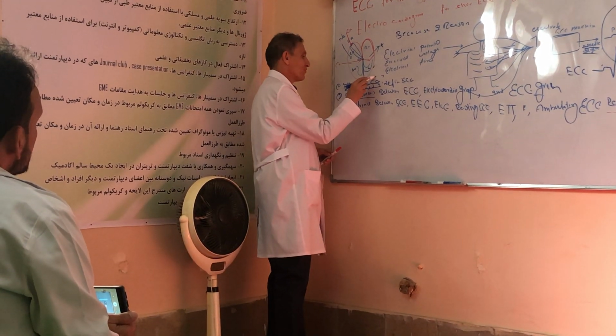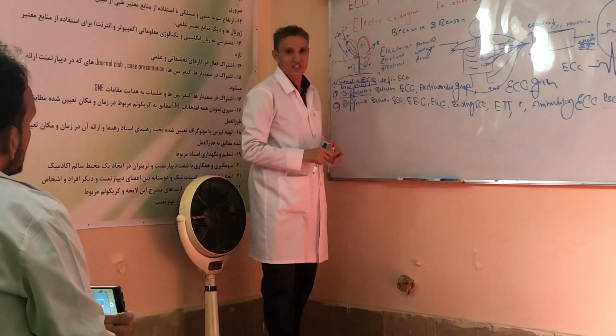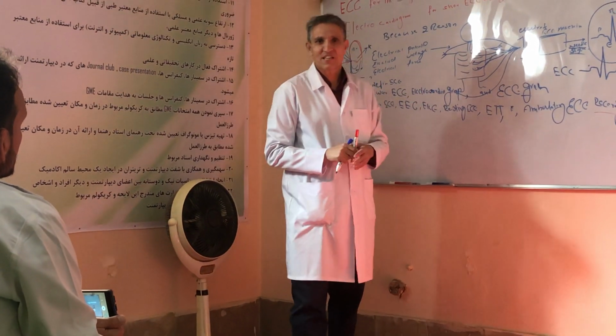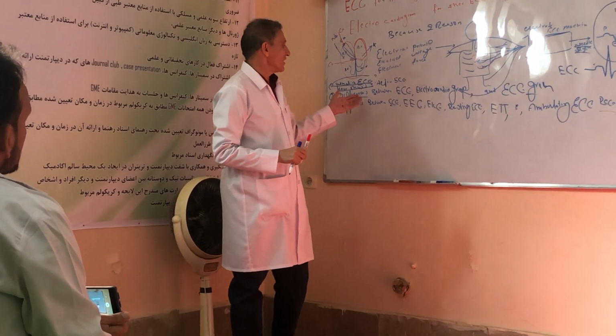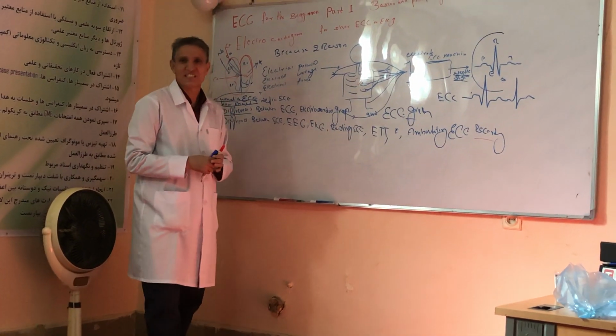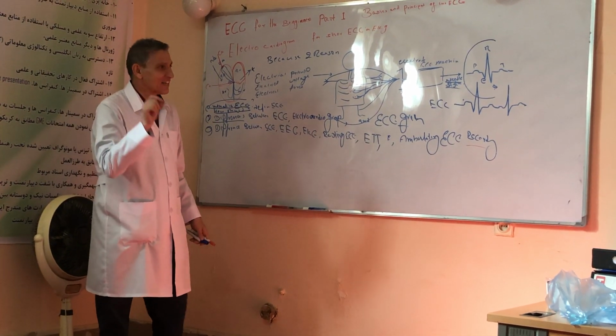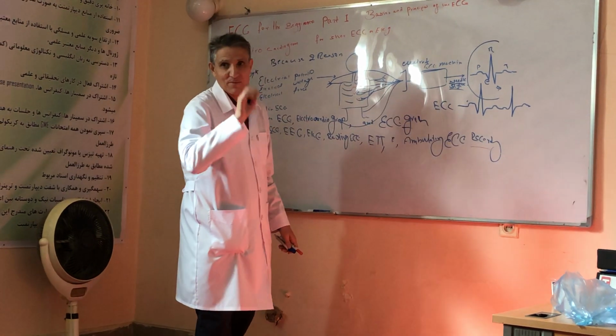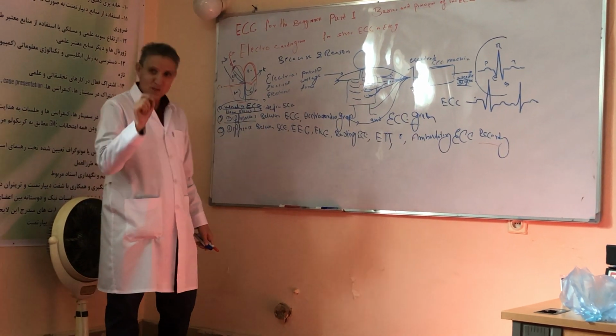First, I think you are familiar with the definition of the ECG. Different books have given different definitions for the ECG. Number 1, a very simple definition for the ECG: ECG is recording of electrical activity of the heart over ECG paper. This is number 1.